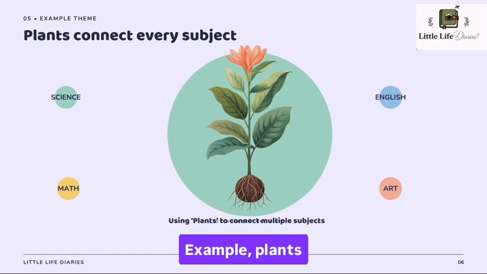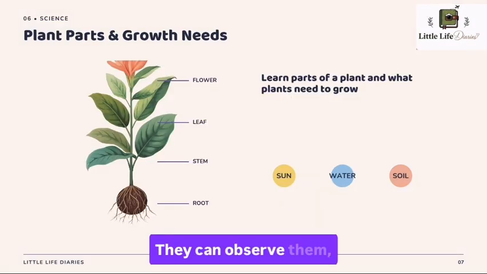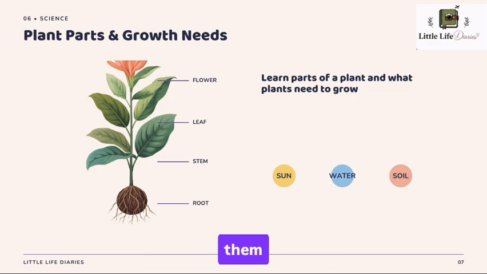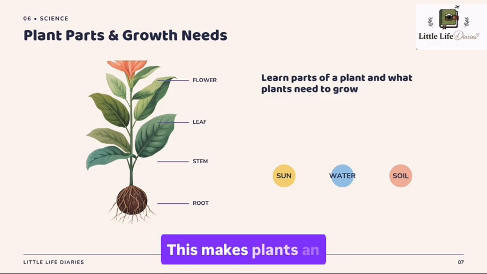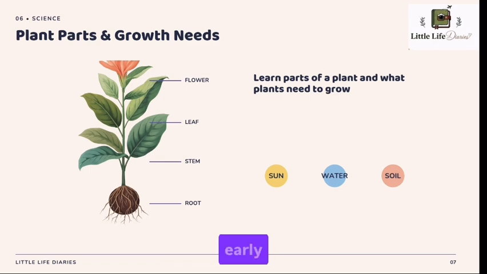Example: plants. Let's use plants as our example theme. Plants are a great topic for integrated learning because children can easily see them in their environment. They can observe them, talk about them, count parts of them, draw them, and learn new words connected to them. This makes plants an excellent theme for early years and primary learners.